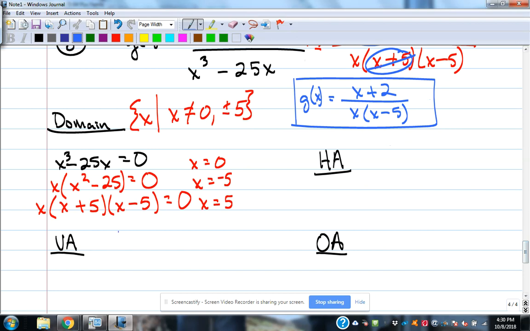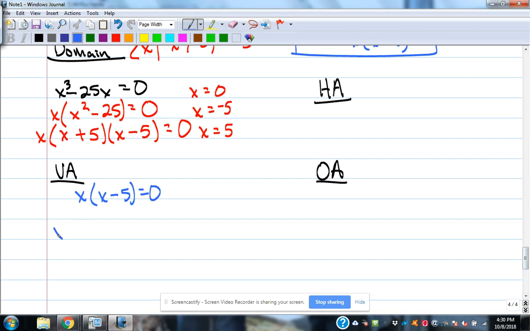Vertical asymptotes come from where? No, that's horizontals. What are our verticals? The simplified denominator equal to 0. So we've already set the denominator from the original problem equal to 0. Well, when we simplified, we got rid of one of those pieces. Got rid of the x plus 5. Okay, so we've only got x and x minus 5 left.